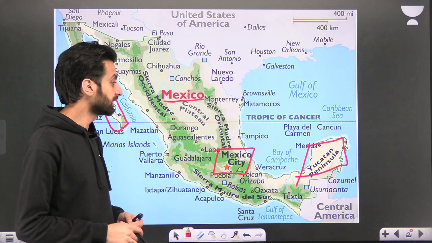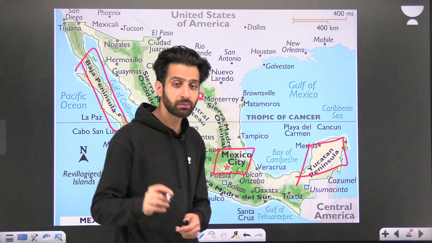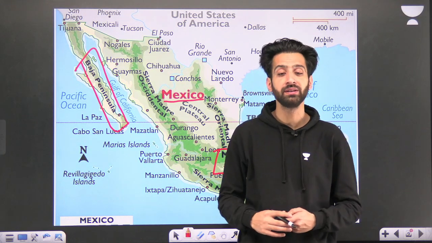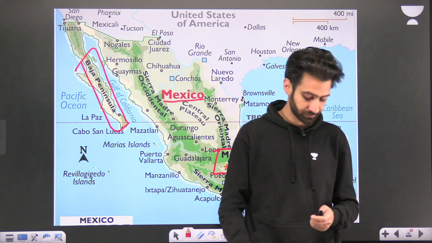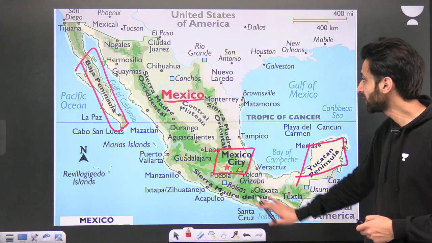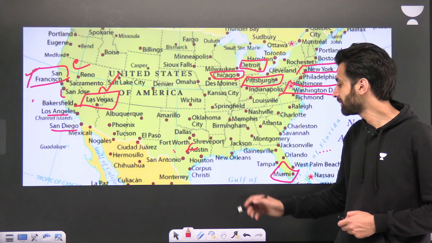Again, very important, that is located towards the Atlantic Ocean and the Gulf of Mexico. Yucatan Peninsula and Baja Peninsula. These are the two important peninsulas that you need to know about from this part, Mexico. Now, we're done with Mexico, we're done with the United States. Now we'll go towards the Central American part and learn about them as well.